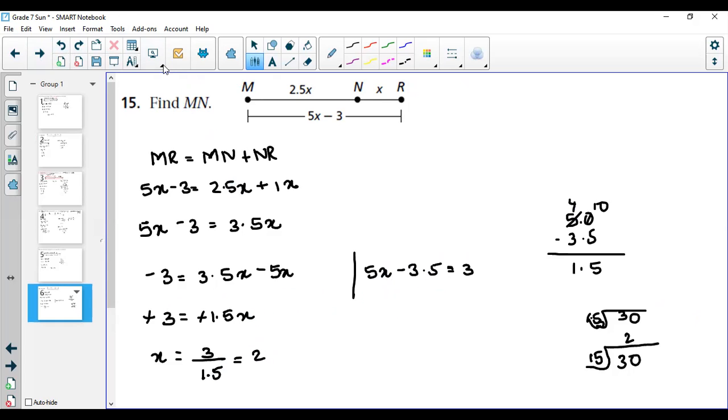Okay, now once we have found the value of x, that's 2, let's find the value of MN. So MN is 2.5x. MN is equal to 2.5x, which means 2.5 multiplied by 2. So how much is 2.5 multiplied by 2? Now this is mental math. It's 5. So the distance between M and N is 5.